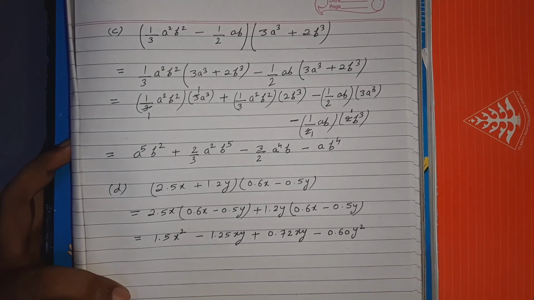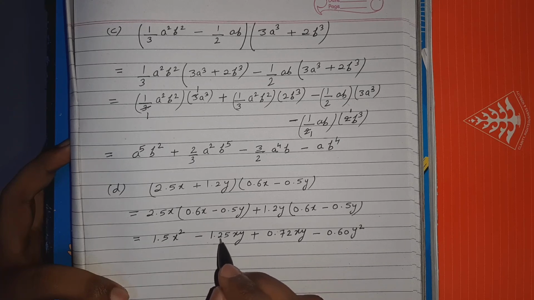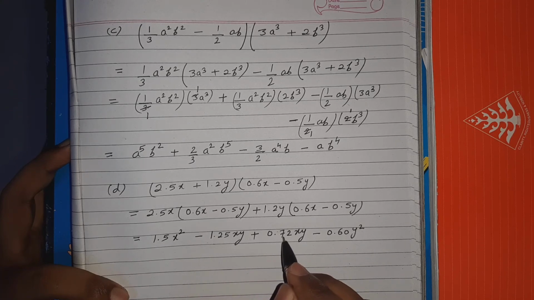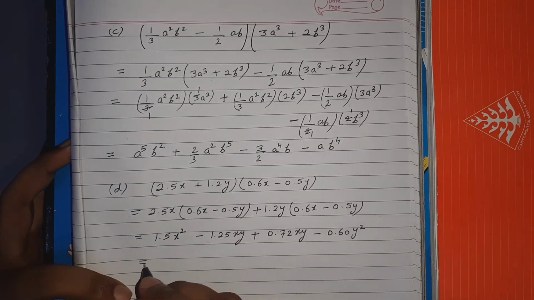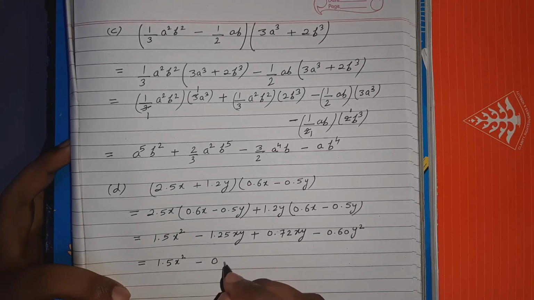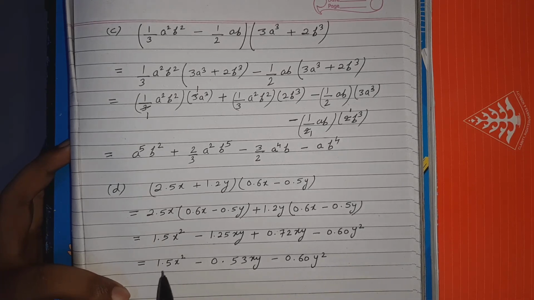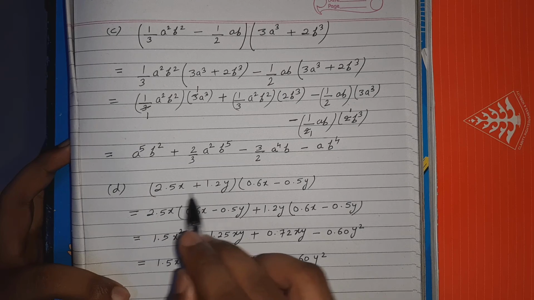Now you can see 1.25 xy and 0.72 xy both are like terms. 1.25 xy is negative and 0.72 xy is positive, so we have to subtract. So the answer will be 1.5x square minus, 1.25 minus 0.72 is 0.53 xy, minus 0.60 y square. So this is the expansion form of this product.